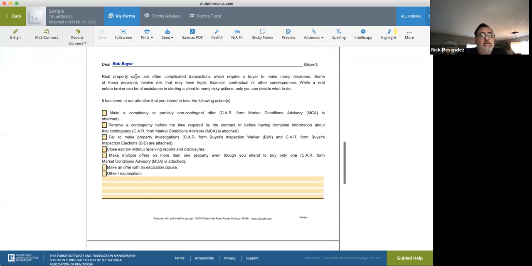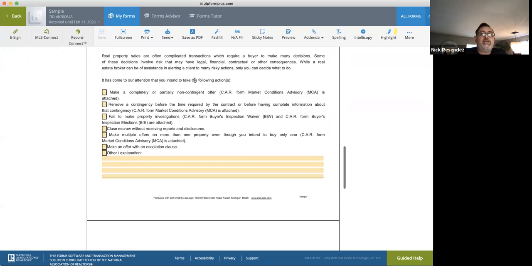And that's what it says here. Dear buyer, real estate is complicated. It's come to our attention that you are intending to take the following actions. And there are some check boxes that are pre-written, or you can type in whatever you want. Here are some things we don't always advise our clients to do. The first one says to make a completely or partially non-contingent offer. Okay, that's something that we don't advise. Or remove a contingency before the contract requires it or before receiving all the information needed. Or the next one is to fail to make property investigations, like not doing a physical inspection, not asking for a termite report, not having a plumber go out. The next one says you're acting against our advice if you close escrow without receiving reports and disclosures, any or all.